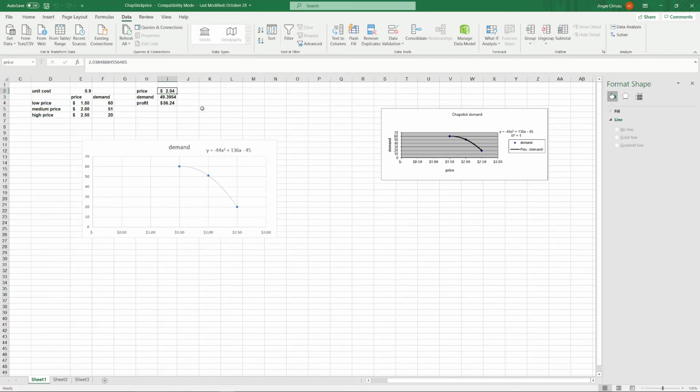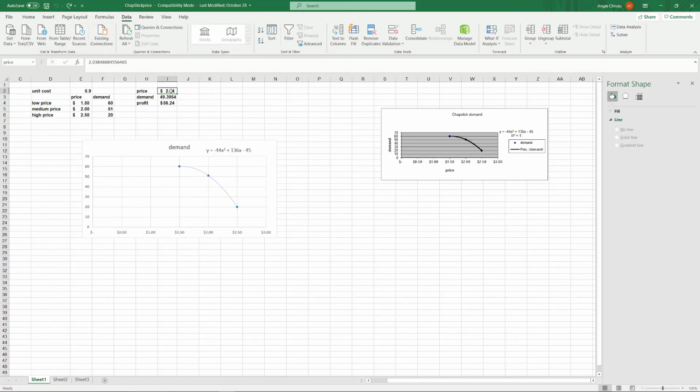And it said that, you know what? The best price is $2.04. At that price point, your demand will be 49,000 units, this number here, right? And your profit will be $56.24 thousand. Okay. And if we also see, let's say if the price was 2, the demand would be higher, right? So instead of 49, it's 51, but the profit is a little lower.